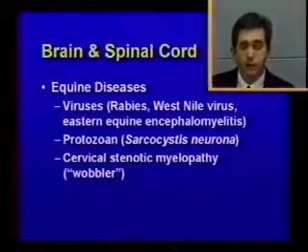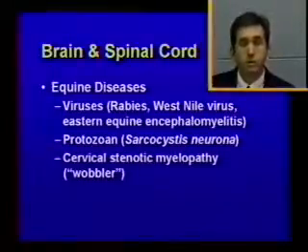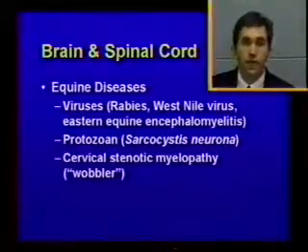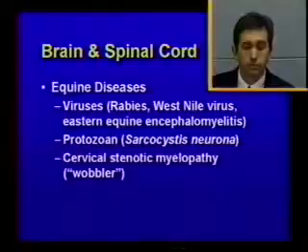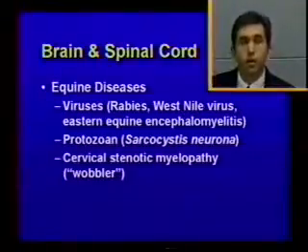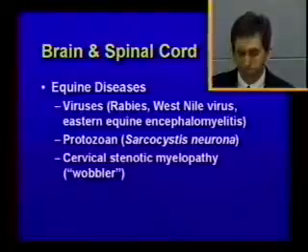There's also an economically important protozoan known as Sarcocystis neurona, which affects horses, causing myelitis, inflammation of the spinal cord, and then the malformation of the cervical vertebrae causing the condition known as wobblers.